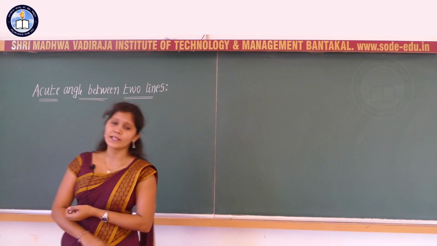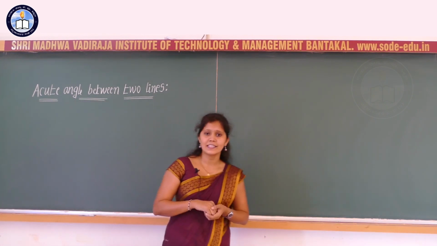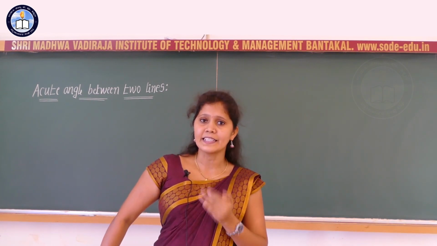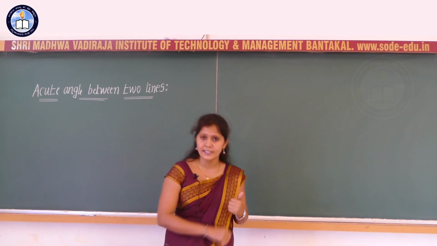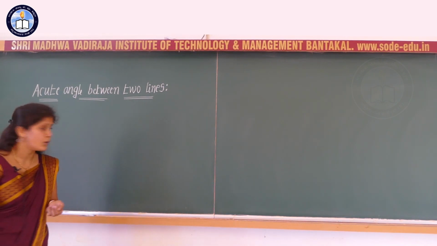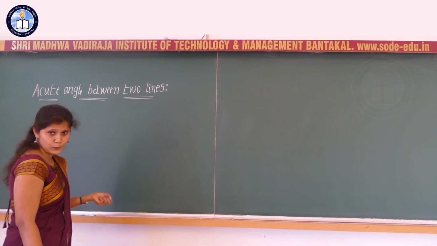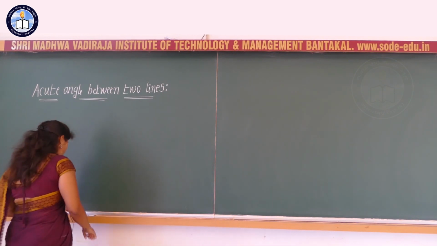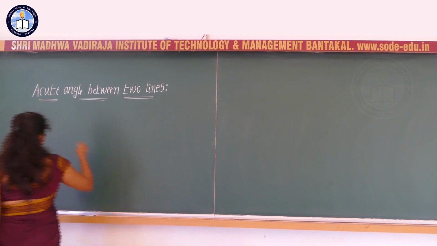What is meant by acute angle? Acute angle means that if the measurement of an angle is less than 90 degrees and greater than 0, then that is considered an acute angle. So let me consider the statement of this. We can consider this as one of the theorems or results: the acute angle between two lines.